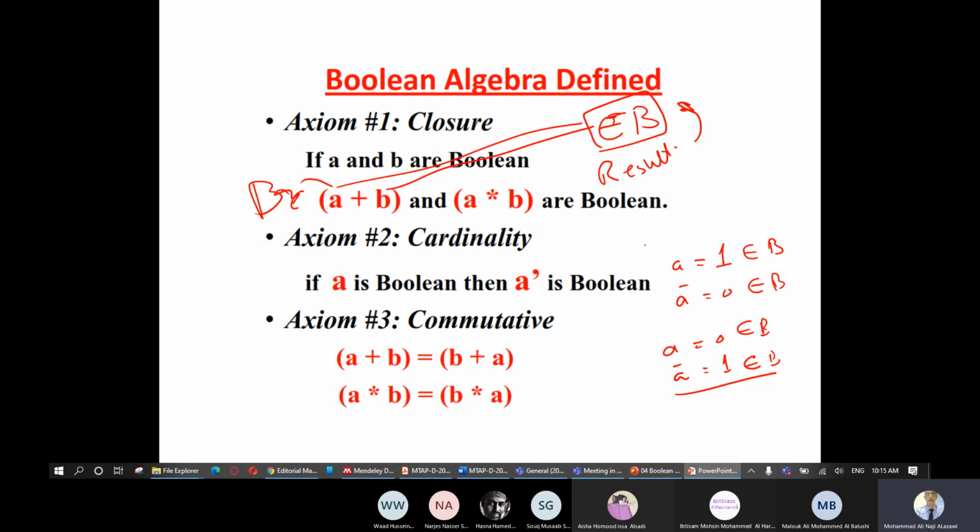Now A plus B, commutative. I remember you used to call it ibdaliya in schools, or in general mathematics. That means A plus B is equal to B plus A. The location of the operand is not important. Whether I find A plus B or B plus A, both will be the same value. Again, A AND B is equal to B AND A, the same thing, commutative.